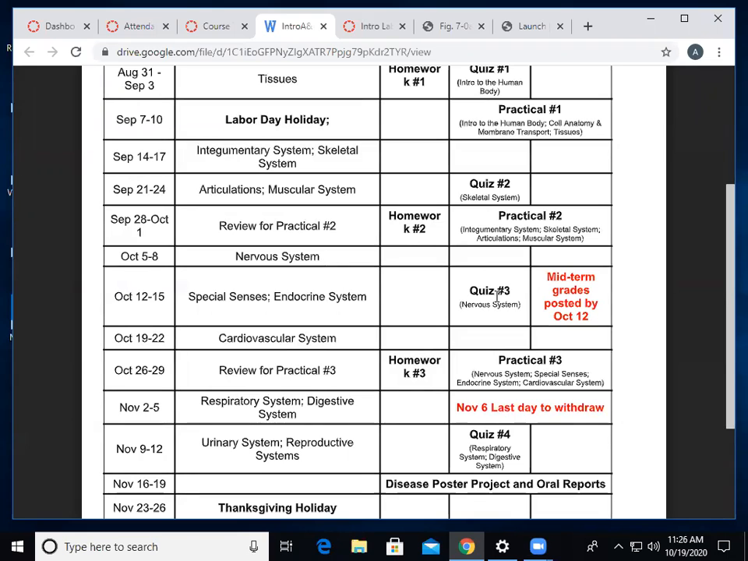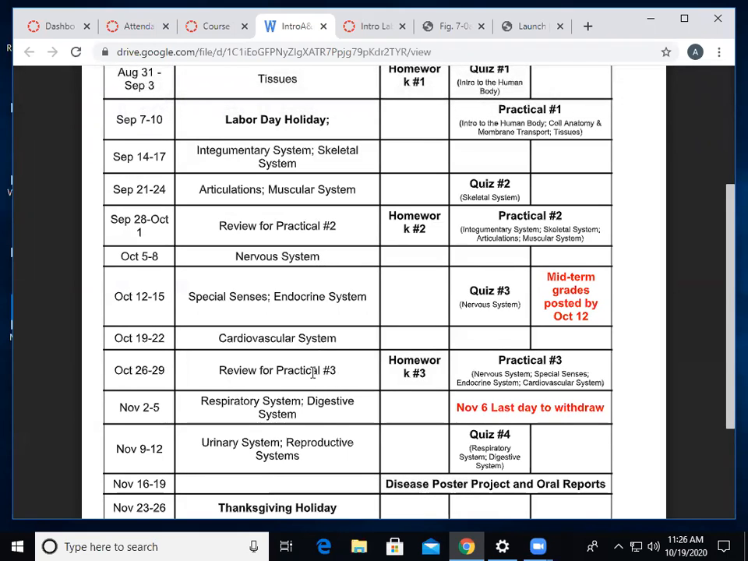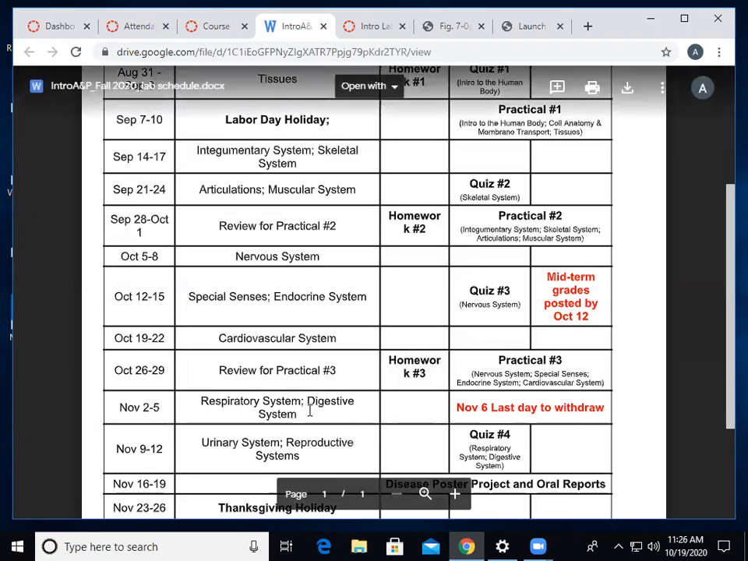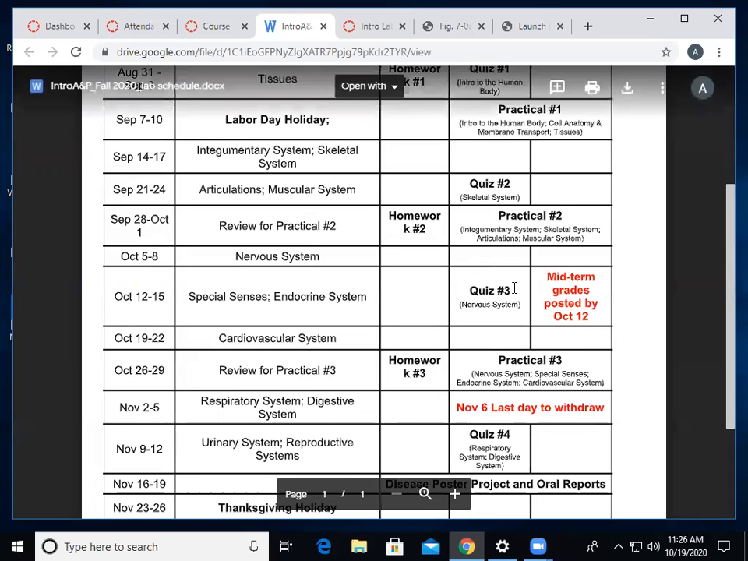All right, so we had our quiz over nervous system last week, right? So this week, covering cardiovascular system. Next Tuesday, we'll have a review for practical 3, or next Monday, rather. And then next Wednesday, we will take a practical over nervous system, special senses, endocrine system, and cardiovascular system. So that's next week, okay? This week, we're just covering cardiovascular system, okay? So make sure you're clear on that. All right.